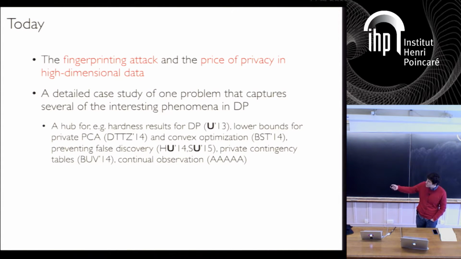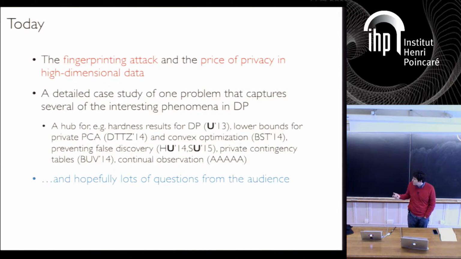And as I said, I'm going to do this by giving a very detailed case study of just one problem, the problem of releasing the marginals. But I claim that it captures many of the interesting phenomena that arise in differential privacy. My evidence of that is that there have been many papers using this problem as a hub for hardness in many other problems, including some not even in differential privacy. And hopefully there'll also be a lot of questions from the audience. It's the second to last talk, so I'd rather have a discussion than talk at you.